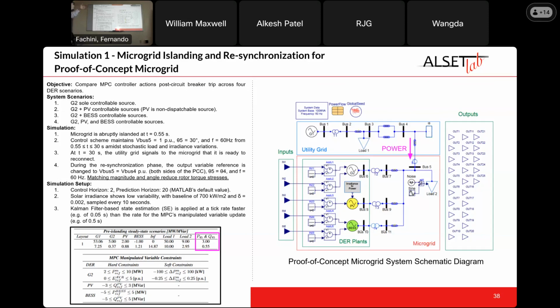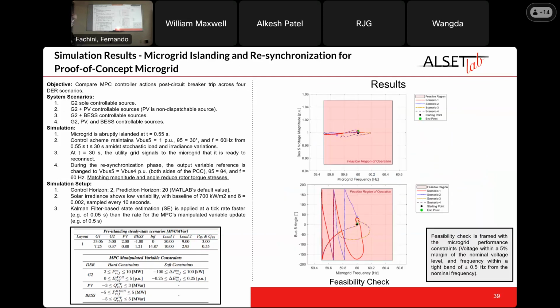And in terms of just visual representation, initially the microgrid is consuming power from the utility grid. But then with the opening of the circuit breaker at 0.55 seconds, it tripped the circuit breaker and then the microgrid is islanded from the main grid. And after it goes through the resynchronization process, then it reconnects and recloses the circuit breaker. And these are the results for the simulation.